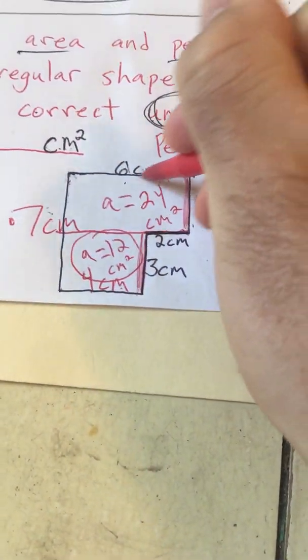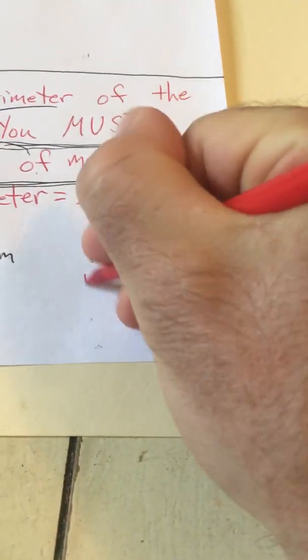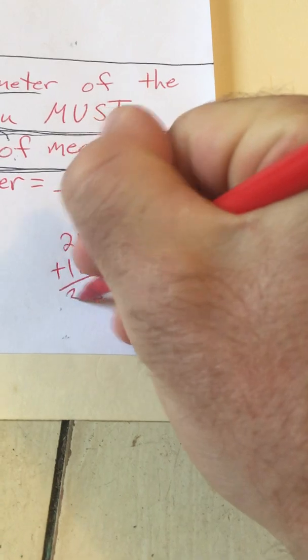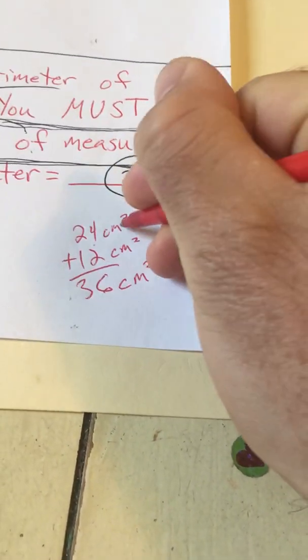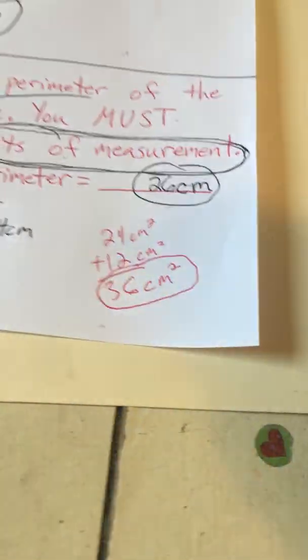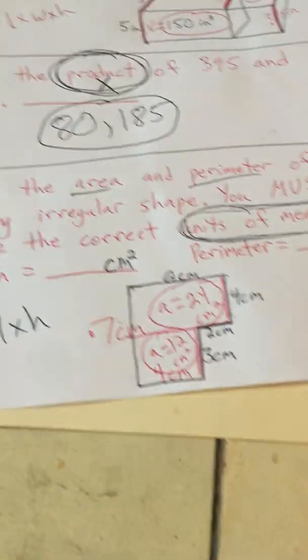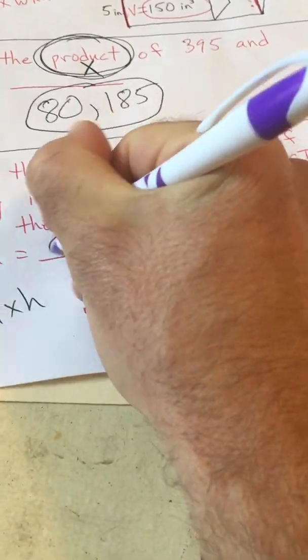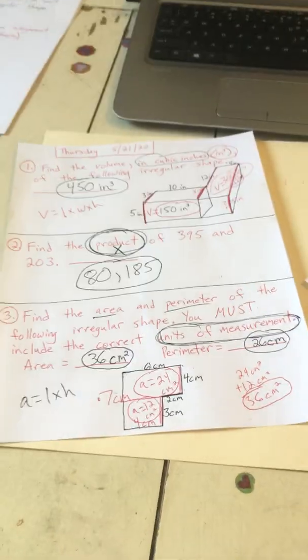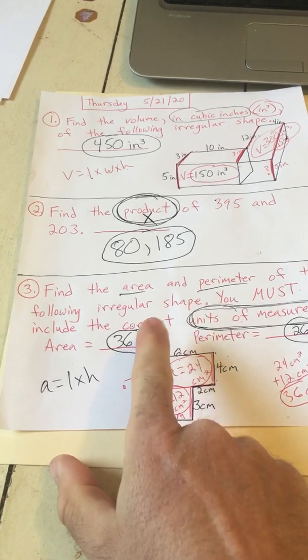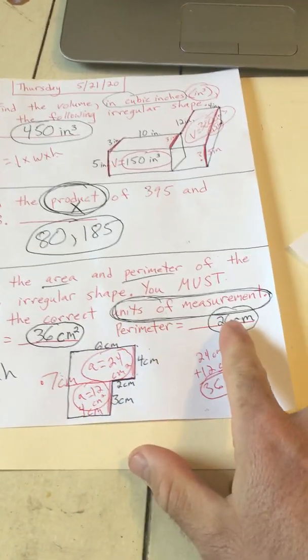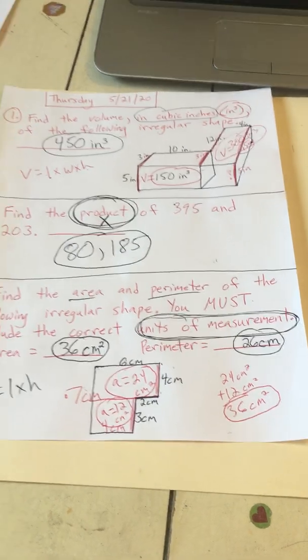So now we have 12 centimeters squared plus 24 centimeters squared. 24 plus 12 is 36, and centimeters squared plus centimeters squared is still centimeters squared. So the total area is 36 centimeters squared. And that's it. Area is 36 centimeters squared, centimeters times centimeters, and perimeter is 26 centimeters.